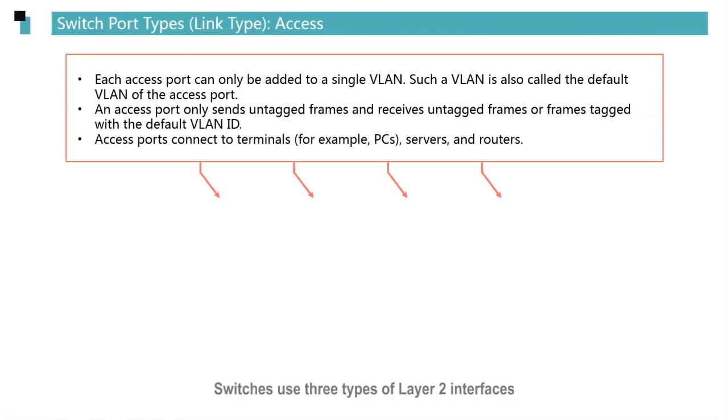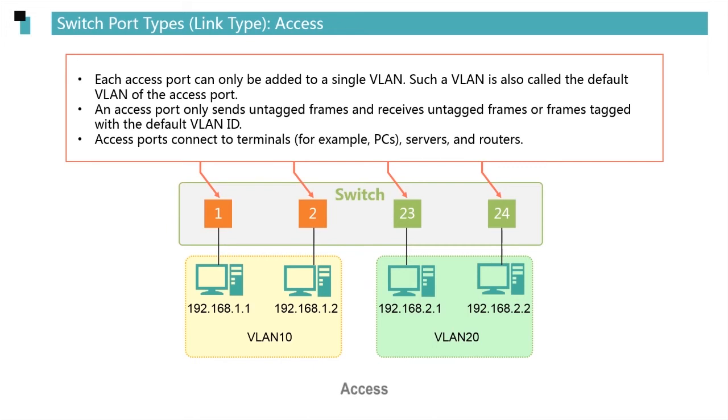Switches use 3 types of layer 2 interfaces: access, trunk, and hybrid. Access ports connect to terminals, for example, PCs, servers, and routers. Each access port can only be added to a single VLAN. Such a VLAN is also called the default VLAN of the access port. Once an access port joins a VLAN, a device that connects to this port is automatically added to the VLAN.